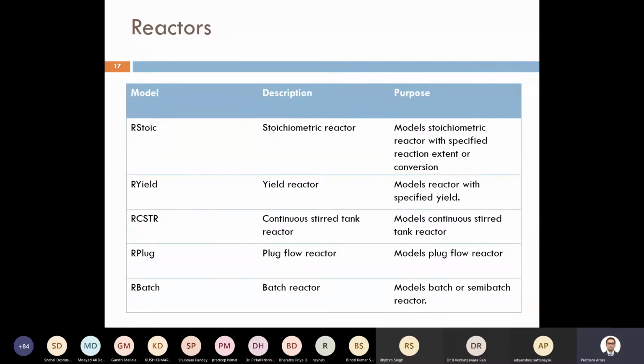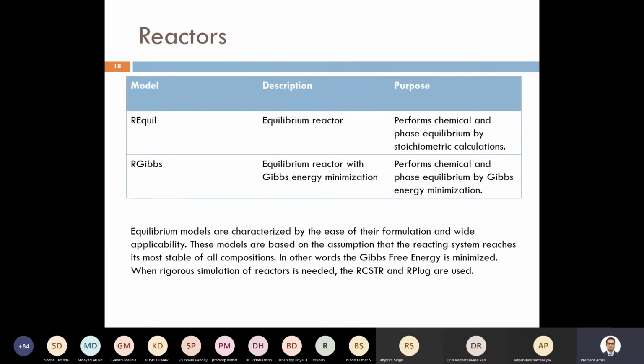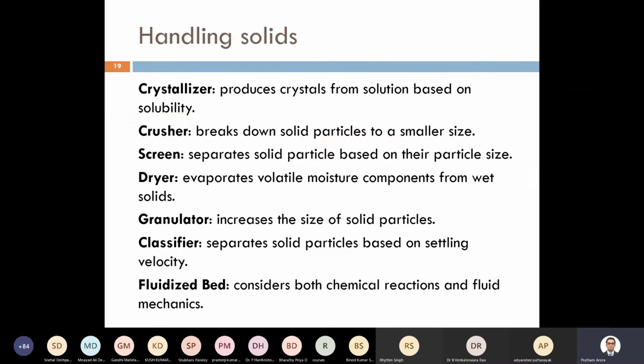So again, these are some of the reactors in brief: stoichiometric, yield, CSTRs, plug. Batch reactor means you put in chemicals and leave them over a time. You have no input and no output. All the other reactors would be steady state, meaning there's a constant input and a constant output. And then you have the equilibrium reactors, which will give you the equilibrium concentration. So these are two kinds of reactors. In the RGibbs, you don't give any chemical equation, whereas in REquil, you can give a chemical equation as well. That's the difference between these two equilibrium reactors.